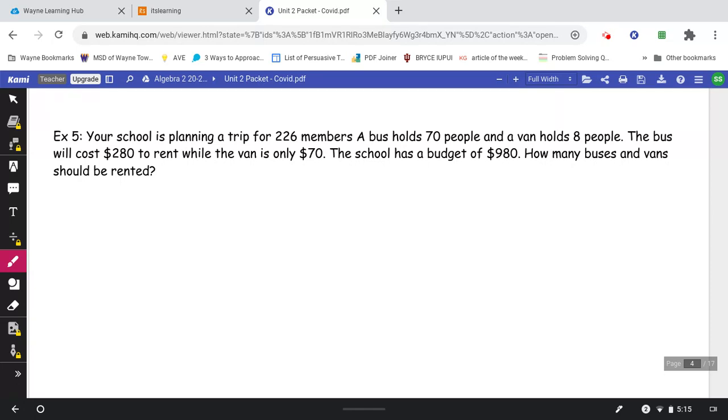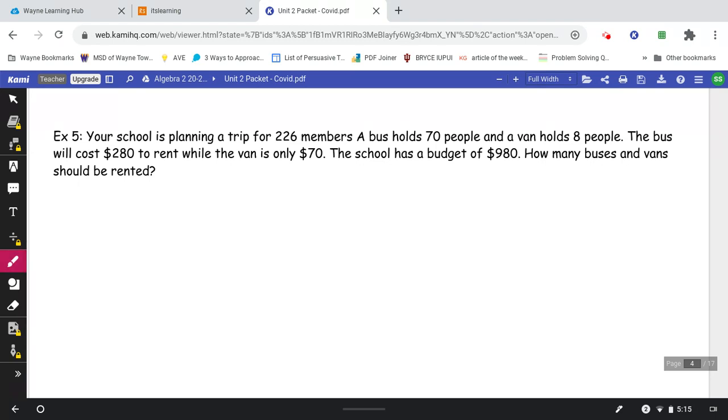All right, your school is planning a trip for 226 members. A bus holds 70 people and a van holds 8 people. The bus will cost $280 to rent, while the van is only $70. The school has a budget of $980. How many buses and vans should be rented?